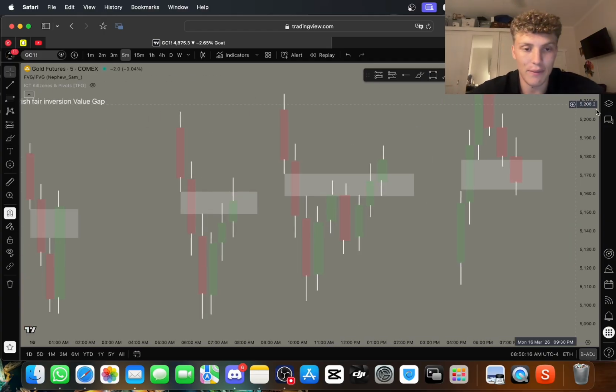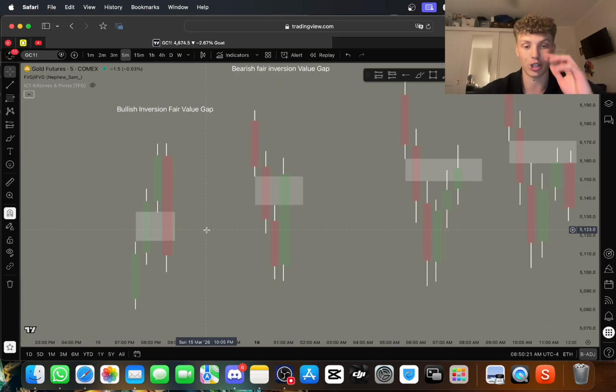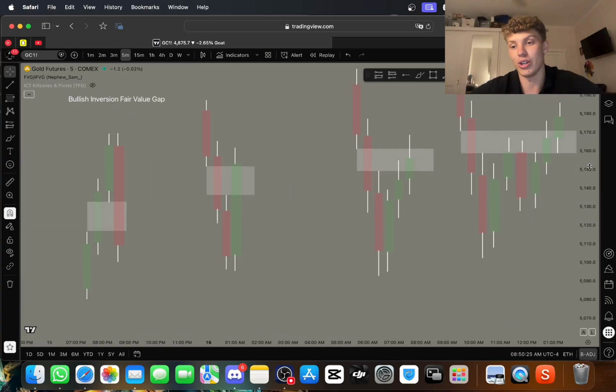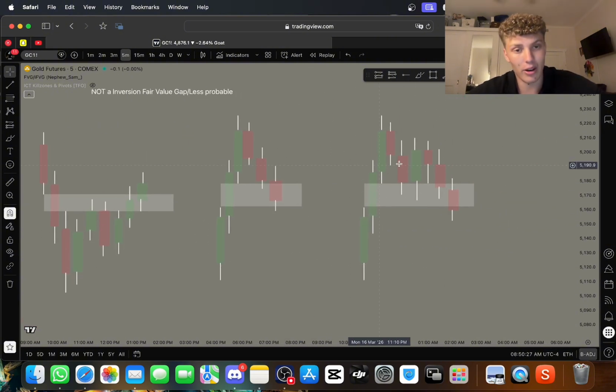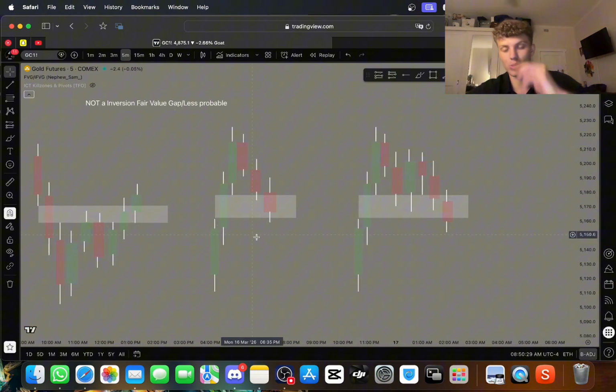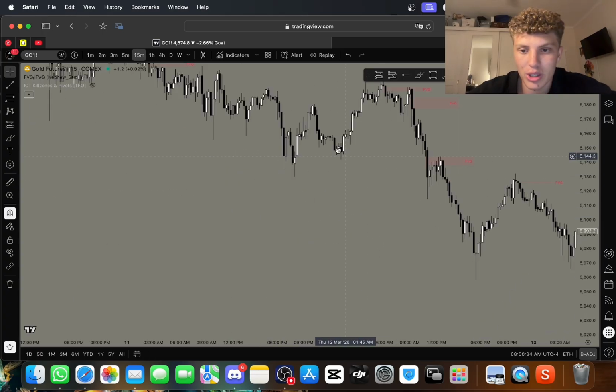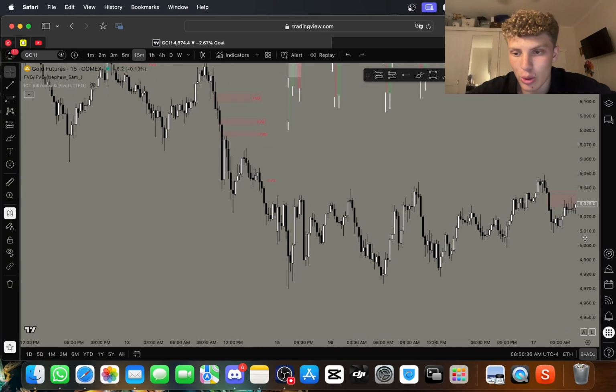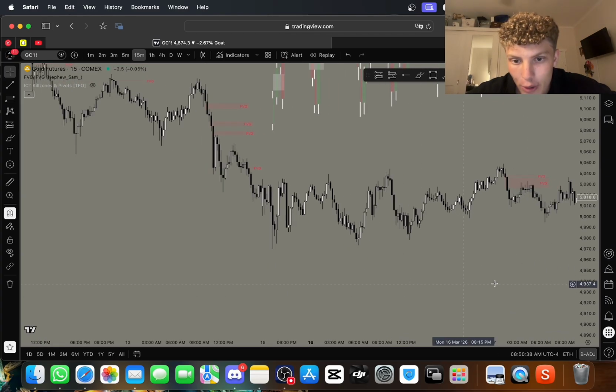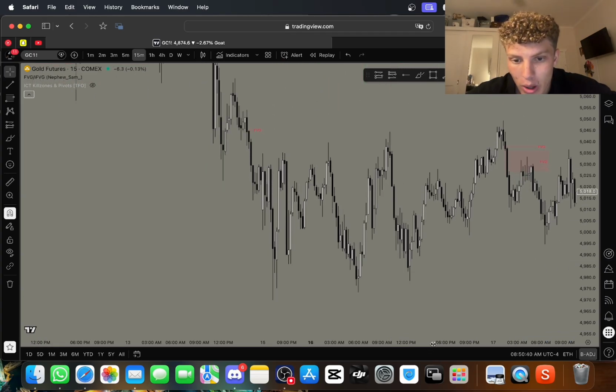We like to see inversion fair value gaps that are super aggressive like this because that shows we want to continue in the way of the trend very quickly, which is what we want to see. Still a valid inversion fair value gap, like I said for the previous one, but just less probable. Let's hop over to the 15-minute time frame now, see if we can find some good inversion fair value gaps that worked well.